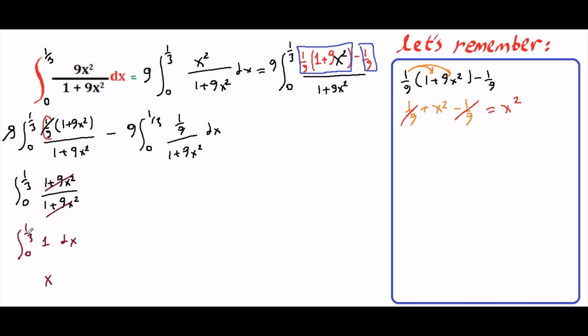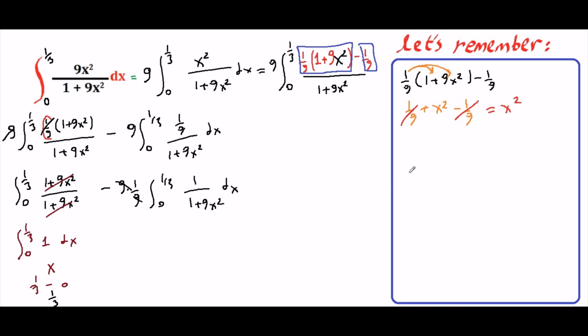And if we apply the fundamental theorem of calculus, it's going to be 1/3 minus 0, upper boundary minus lower boundary. So from the first part we obtain just 1/3. So our first part is just 1/3. Let's take care of the second part. Again, we pull 1/9 in front of the integral sign, and they cancel. So we have 1 over 1 plus 9x squared dx.